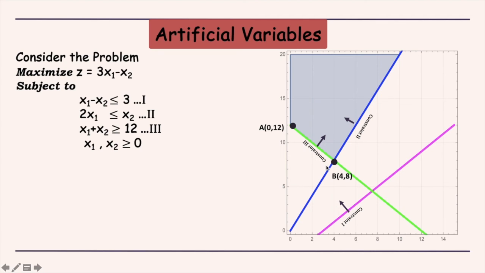So here I have drawn the graph of the problem. My first constraint is this magenta line, which corresponds to the first constraint, and the feasible region is in this direction. For the second constraint, the corresponding line is this blue line, and the feasible region again is in the upward direction. Similarly, the third constraint is given by the green line and the feasible region is in the upward direction.